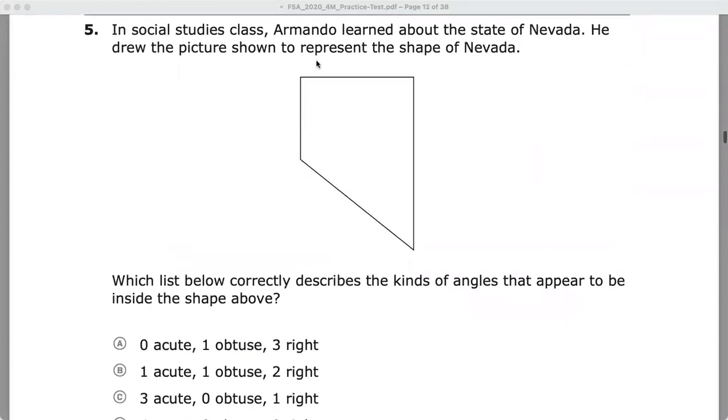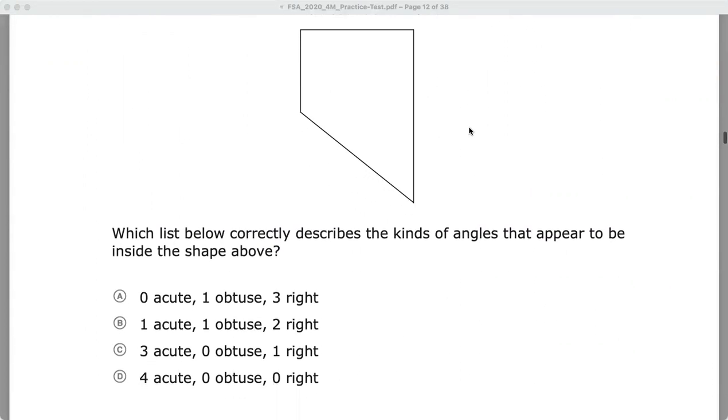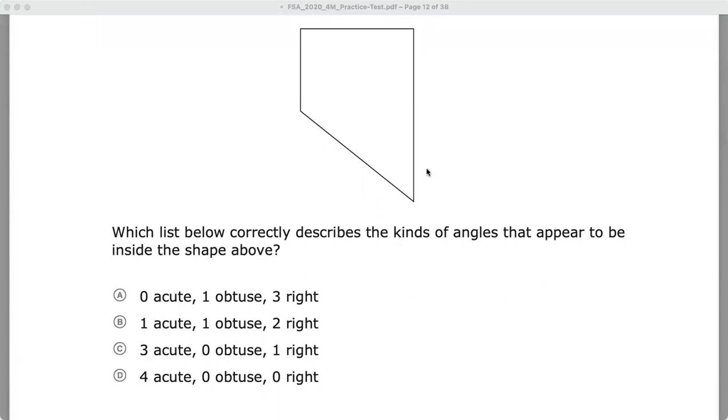Okay, in social studies class, Armando learned about the state of Nevada. He drew the picture shown to represent the shape of Nevada. Which list below correctly describes the kinds of angles that appear inside the shape above? So this is a trapezoid, and we have 4 angles. The top 2 angles are right angles, meaning it's 90 degrees. So 2 of them are right.